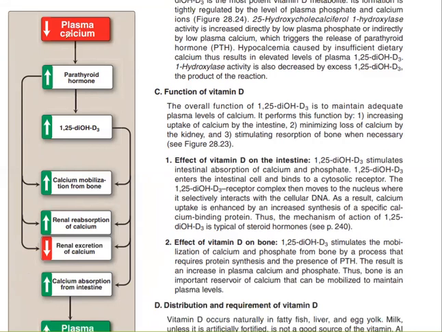This pathway is the same. Increased parathyroid hormone will increase 1,25. Then the parathyroid hormone will increase calcium mobilization from the bone. It will push it out from the bone and will increase the renal reabsorption of calcium and absorption in the intestine. The renal excretion of calcium will be decreased. The calcium absorption from the intestine will be increased, and the plasma calcium will rise. So this is a loop. This is a loop.